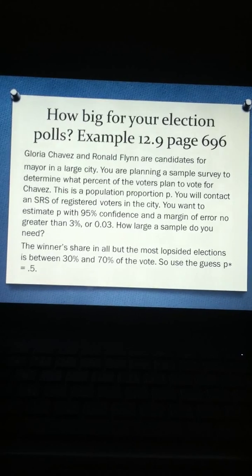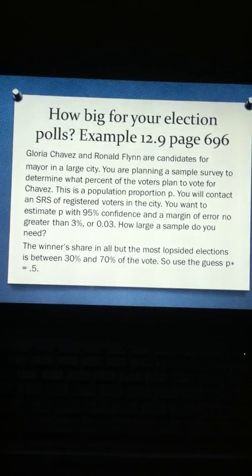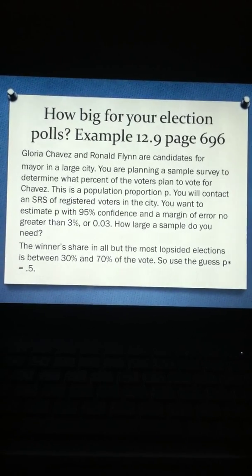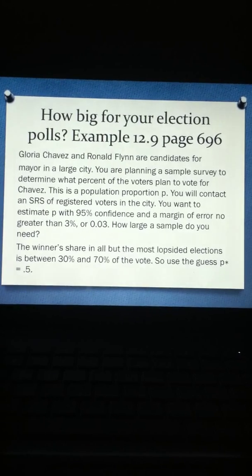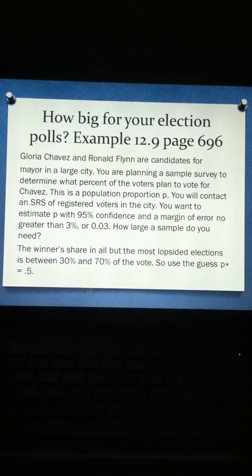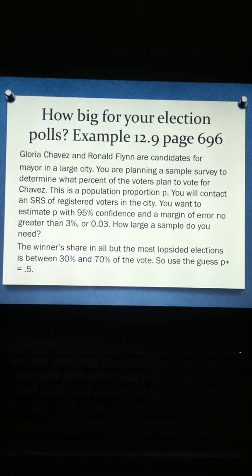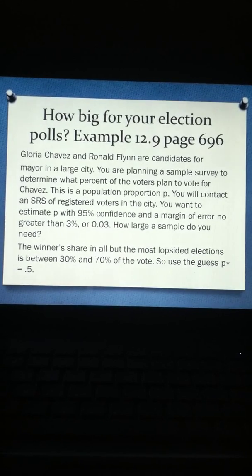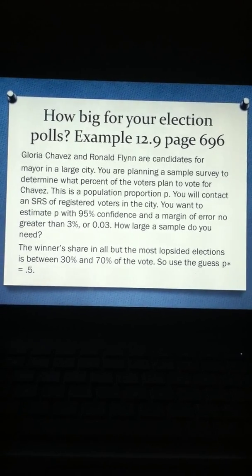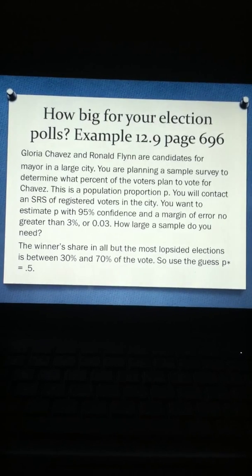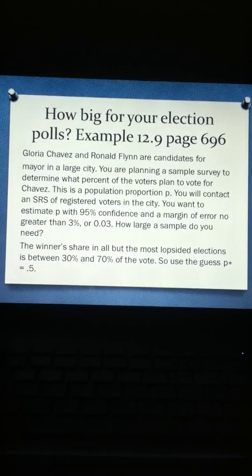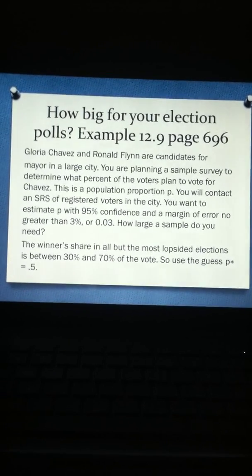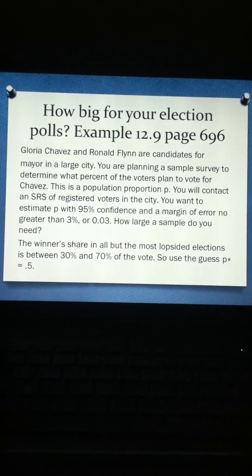Here's an example. How big for your election polls? Example 12.9, page 696. Gloria Chavez and Ronald Flynn are candidates for mayor in a large city. You are planning a sample survey to determine what percent of the voters plan to vote for Chavez. This is a population proportion p. You will contact an SRS of registered voters in the city. You want to estimate p with a 95% confidence interval and a margin of error no greater than 3%, or 0.03. How large a sample do you need?